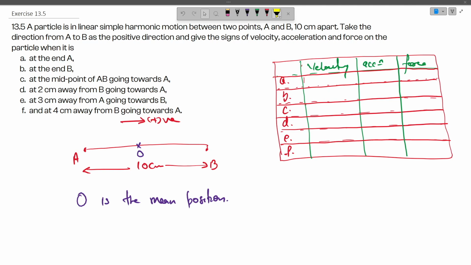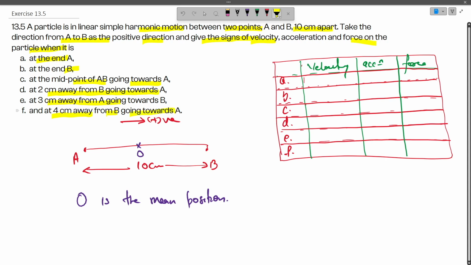The question says that a particle is in linear simple harmonic motion between 2 points A and B, 10 centimeter apart. Take the direction from A to B as the positive direction and give the sign of velocity, acceleration and force on the particle when it is at the end A, at the end B, at the midpoint of A and B going towards A, at 2 centimeter away from B going towards A, at 3 centimeter away from A going towards B, and at 4 centimeter away from B going towards A.